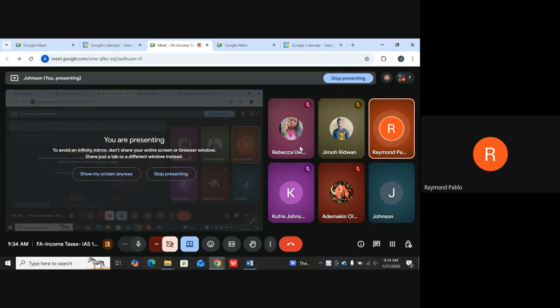Yes, but I have a request rather. The first class, the IAS 36, the impairment of assets, I've not seen the recording for it. I think it's the other one that I saw in the group. I don't know if you can send the recording for that one so that we can learn from that first point to this last point of the class. Okay, no problem. I'll do that.